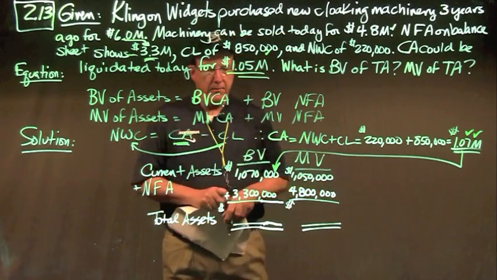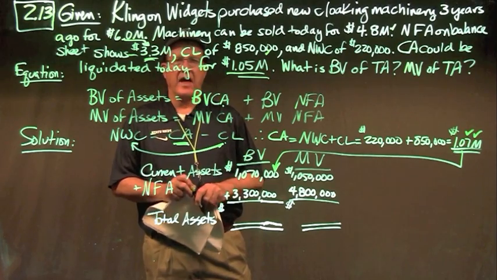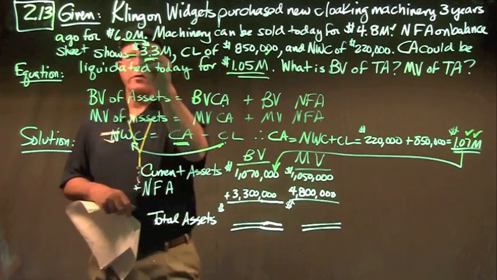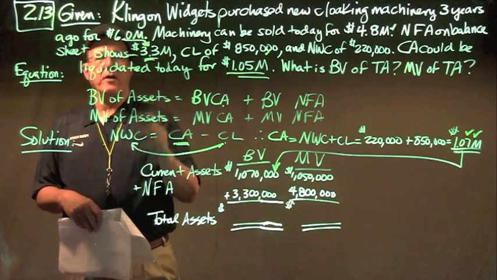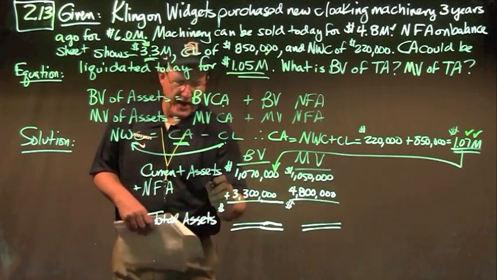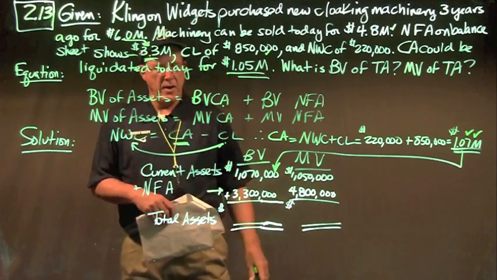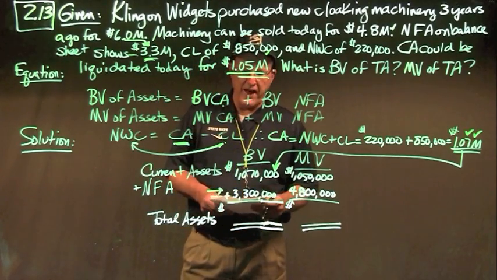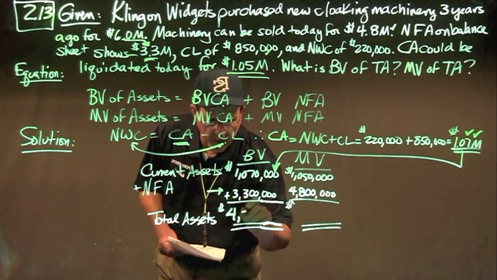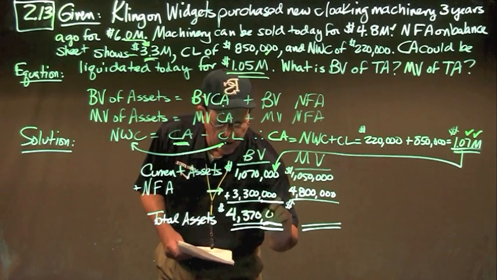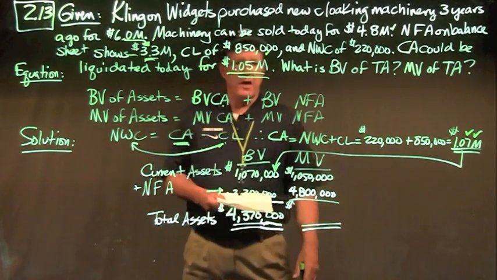Second, I need the book value of the net fixed assets. We said we bought the equipment for $6 million, but we don't put that down there because it has now depreciated 3 years later to $3.3 million. We do put that in here. That's my book value on my books of my net fixed assets. So if I add those two together, I get my total book value of $4,370,000.